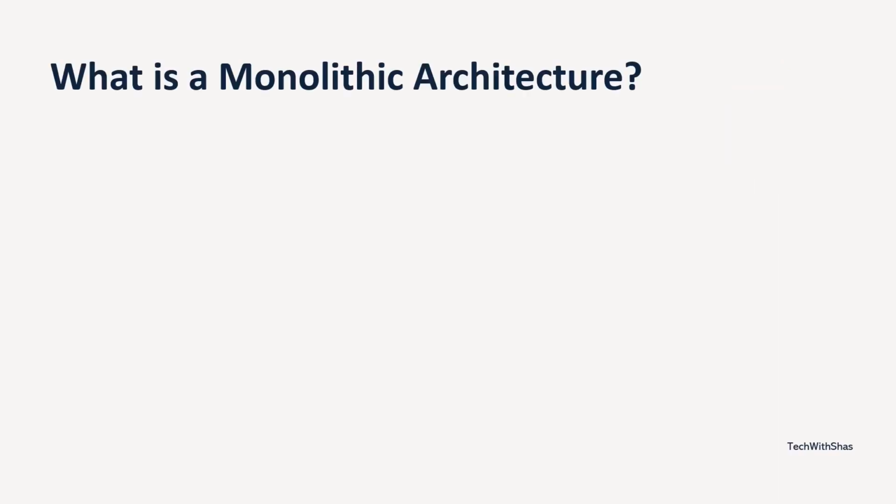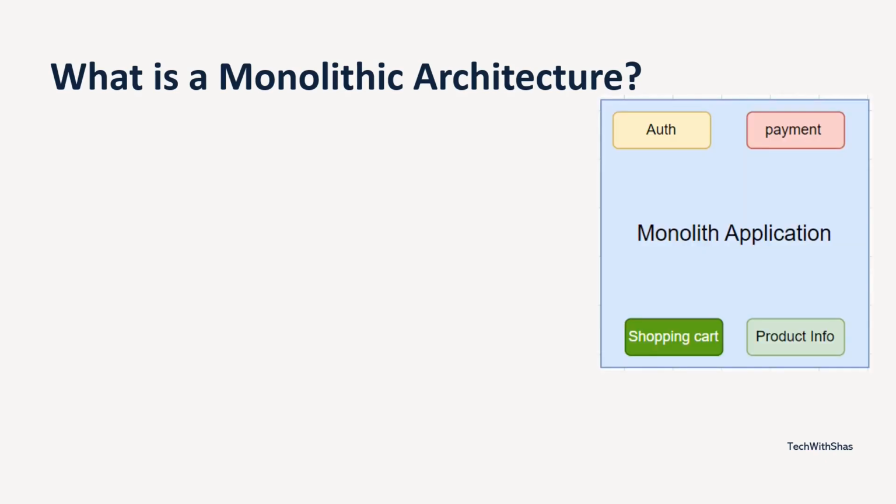So, what is a monolithic architecture? You can think of this as a very big code base which has a lot of functionalities together. For example, if we have an e-commerce application, it will have functionalities like authentication, payment, shopping cart, product information. All these functionalities will be part of one single code base. It's not like you have separate repositories for each functionality. So basically, you have one single unit and one single code base, and all the functionalities reside in one code base.